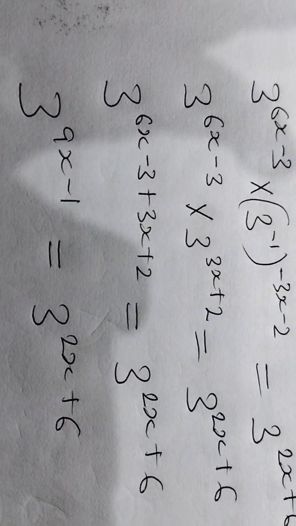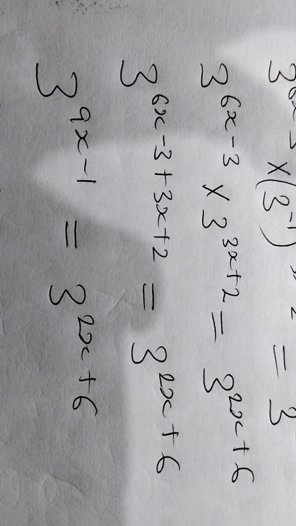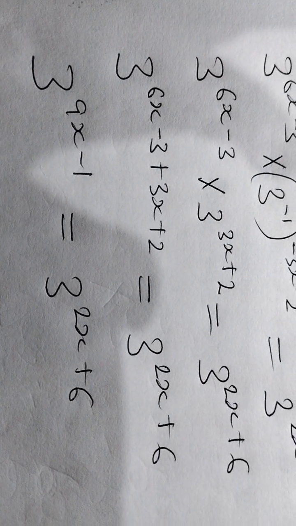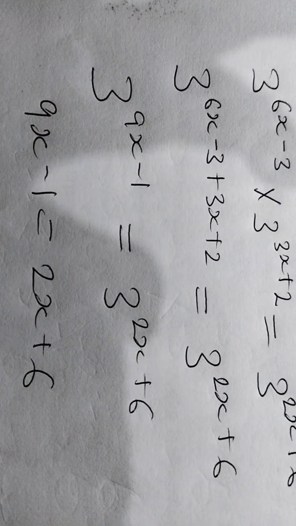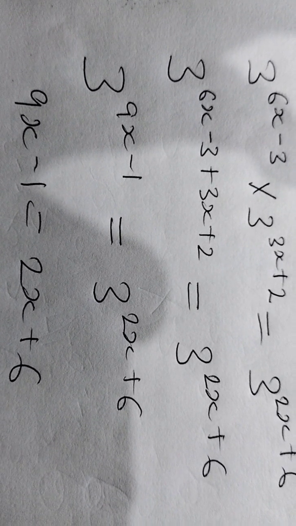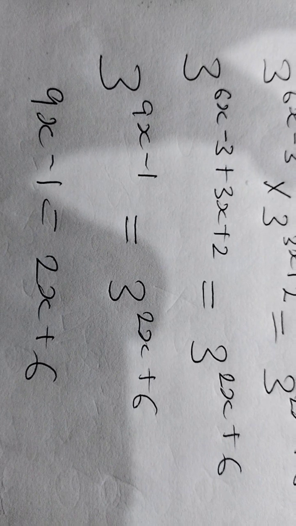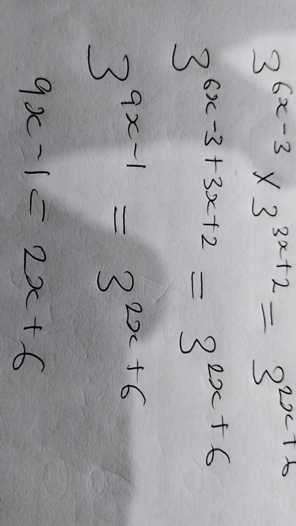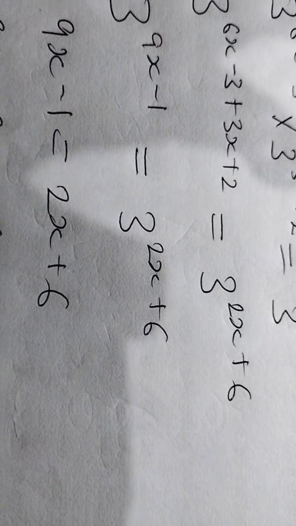Going back to the left-hand side, we now bring them to the same base. Taking only one 3, we have 3 raised to power 6s minus 3 plus 3s plus 2 equal to 3 raised to power 2s plus 6. Then solving again the left-hand side, collecting like terms, 6s plus 3s gives us 9s. Then minus 3 plus 2 gives us minus 1, so 3 raised to power 9s minus 1 equal to 3 raised to power 2s plus 6.